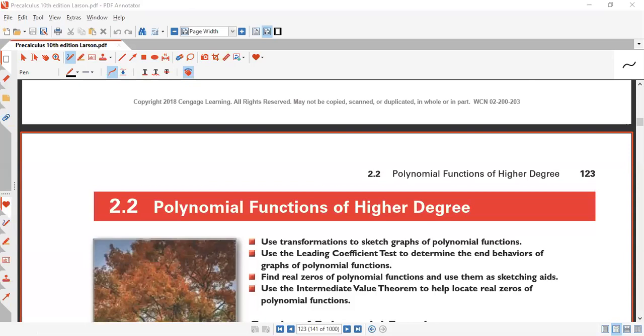We are starting polynomial functions of higher degree. As you already know, we have discussed polynomial functions of degree 1, that is linear, and polynomial of degree 2, that was quadratic equations. And now we are discussing general polynomial functions of higher degree. Clear?